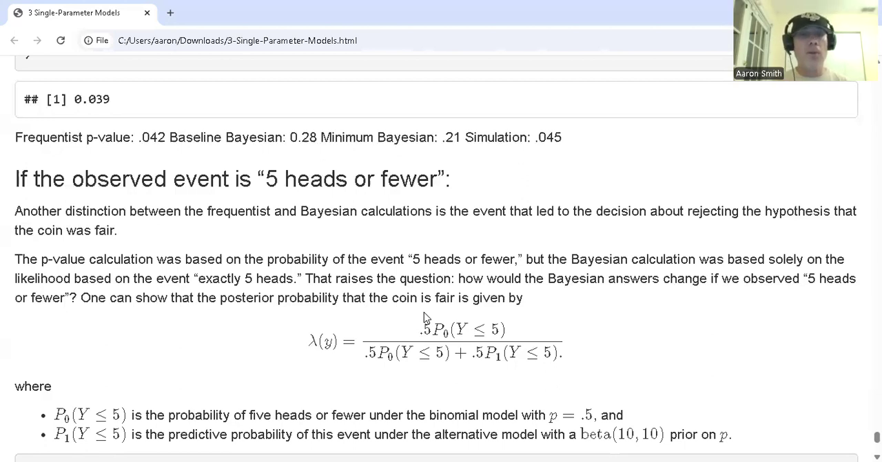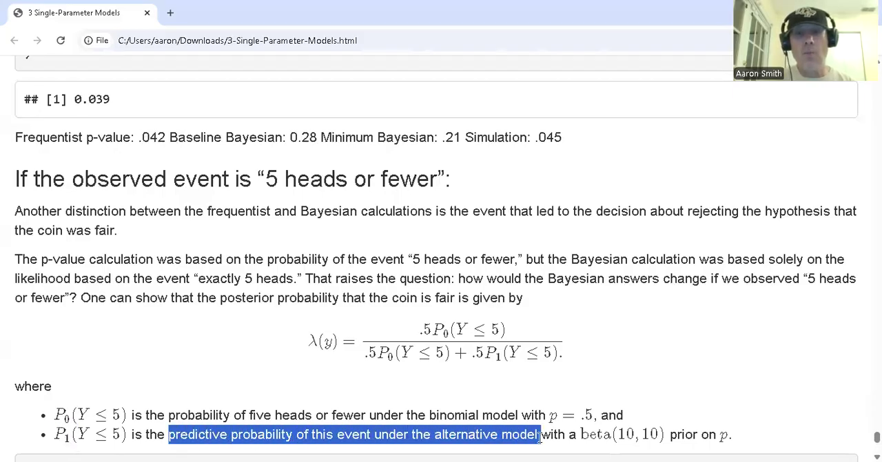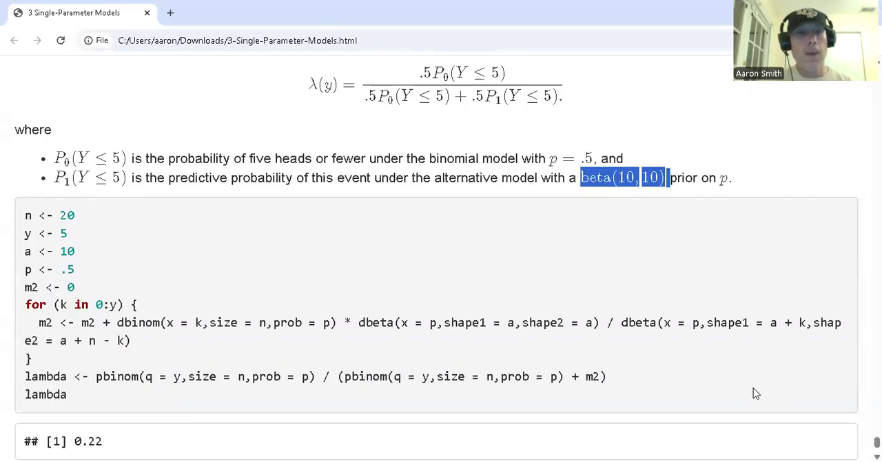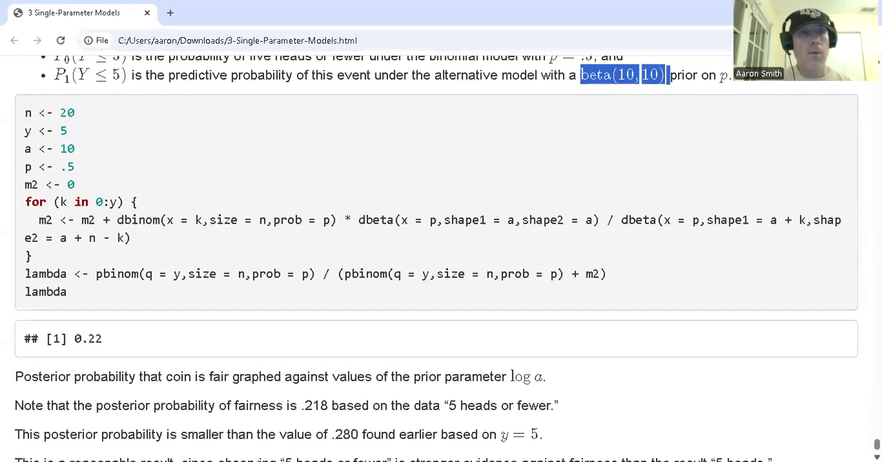One can show that the posterior probability that the coin is fair is given by this, where p sub 0 is the probability of 5 heads or fewer under the binomial model with p equals 0.5, and p1 is the predictive probability of the event under the alternative model with a beta 10,10 prior on p. And so let's go ahead and run that calculation. Let's run this manually. And boom, you're going to see 0.22. Wow, isn't that really close to what we just observed a moment ago?